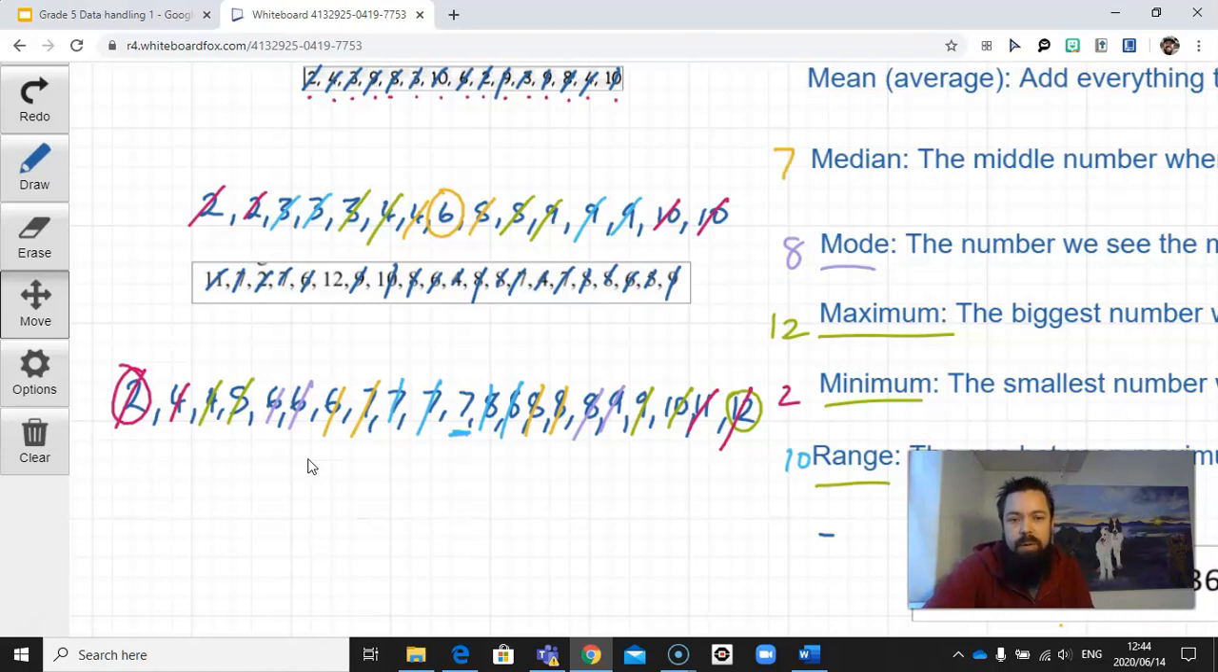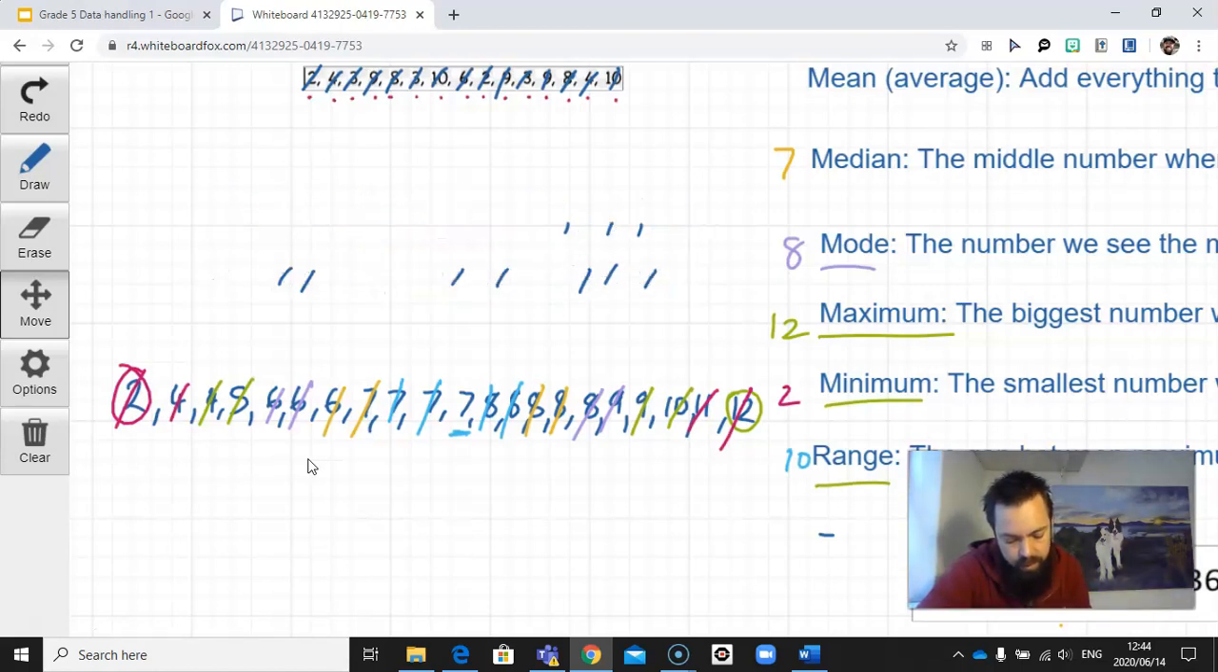So it's the middle value of an ordered set of numbers. Okay, I have two more examples to do. Let's erase these ones so we can do them here as well.